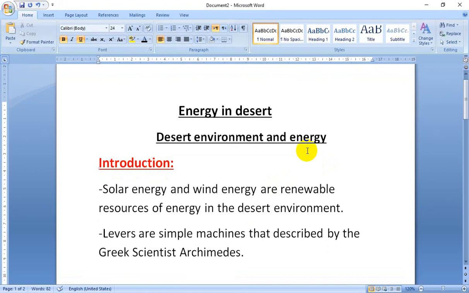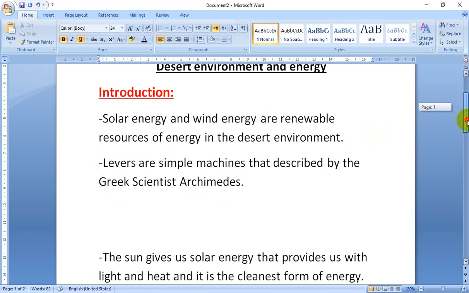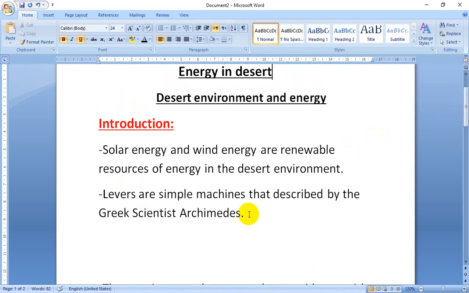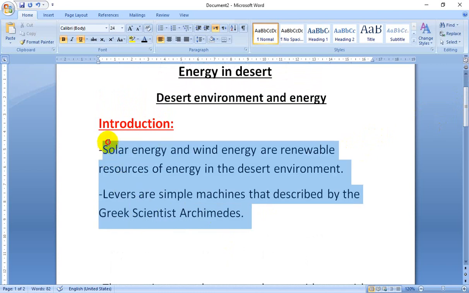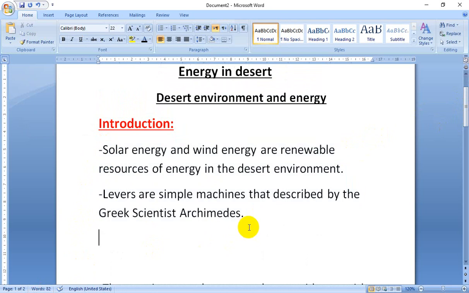You have to write a title for every topic. Okay, I choose this title, Energy in Desert or Desert Environment and Energy. You can write as you want title, and then you must write introduction. And if you want to count the number of words, just do like this and read how many words? 25. Okay. You can write solar energy and wind energy are renewable resources of energy in the desert environment. In the desert, you can find solar energy and wind energy.